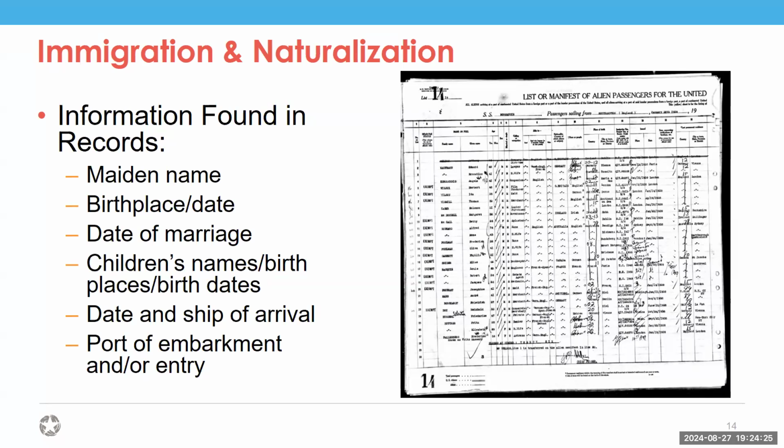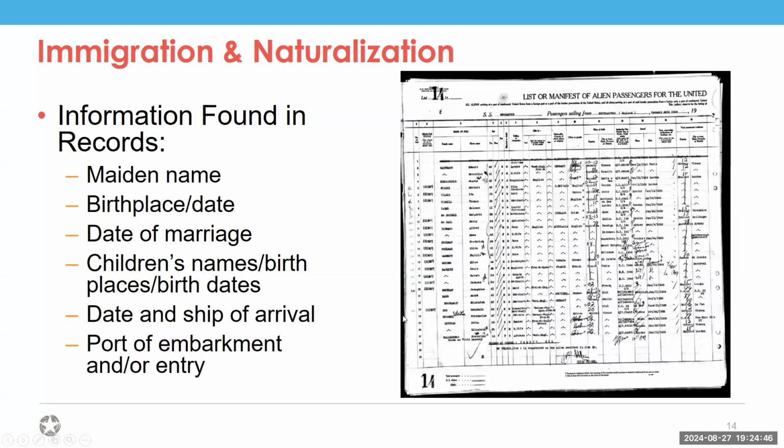It'll also tell you the port of embarkment and or the port of entry. Your ancestor might not have stayed there, but they might have. Or maybe they stayed there temporarily once they came over and then moved someplace else. So it gives you an idea of where to start that you could look for more records about your ancestor.